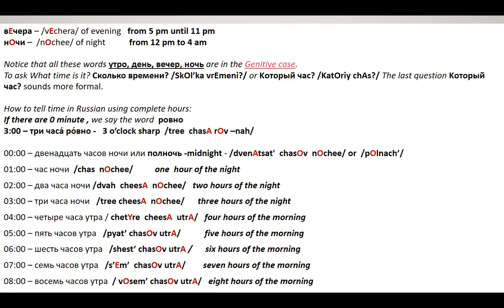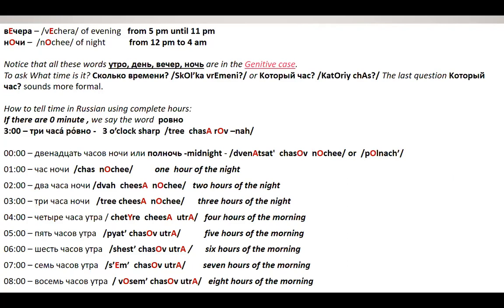Literally, сколько времени is how much time. And literally, который час translates as which hour. Which hour is it? The second form is more formal. So how do we tell time in Russian using complete hours without minutes? If there is actually 0 minutes, we say the word ровно. Ровно means sharp, like 3 часа ровно, 3 o'clock sharp.